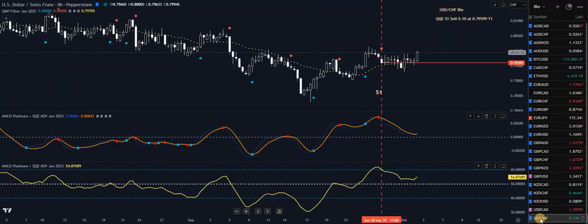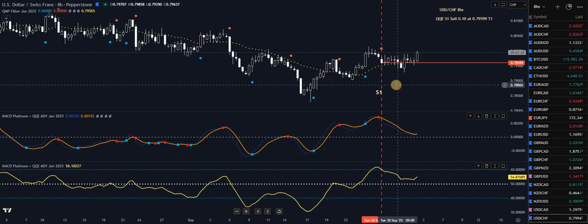USD Swiss franc in a sell. There's a bit of movement on the US dollar. There's obviously problems in the US. The federal government shutdown is on again. I think it was yesterday. I'm not sure what's happened today.